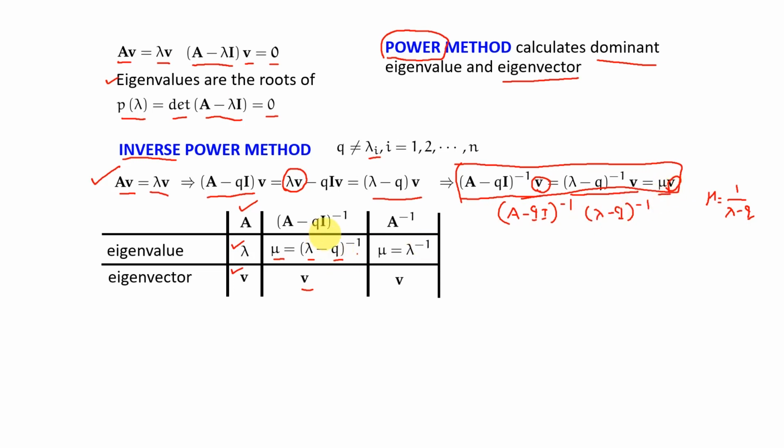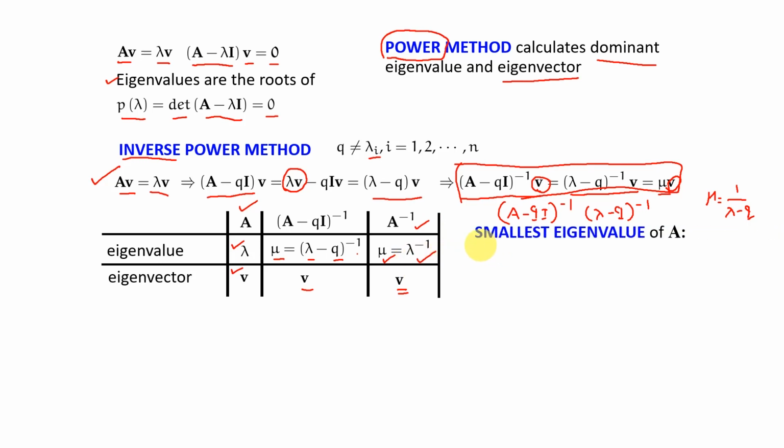For a particular case, we may be interested in when Q equals 0. That brings us to A inverse. The eigenvalue of A inverse is mu, that is lambda to the power minus 1. The eigenvector is the same V. So the matrices A and A inverse share the same eigenvector, and if the eigenvalue of A is lambda, then for A inverse it is lambda to the power minus 1.